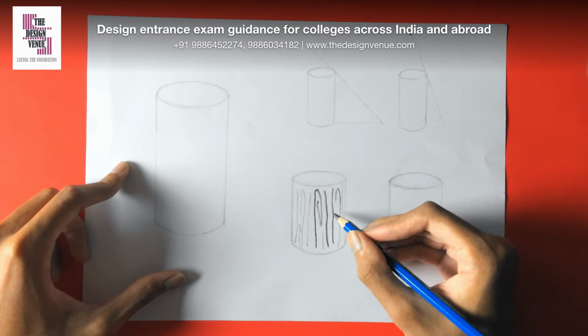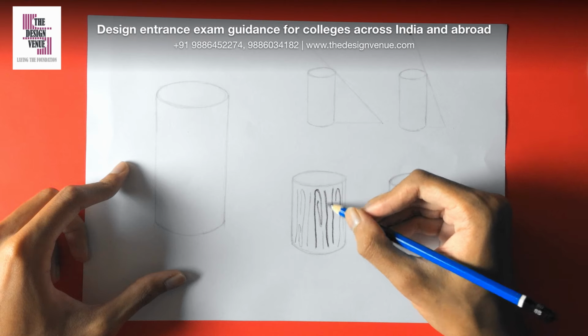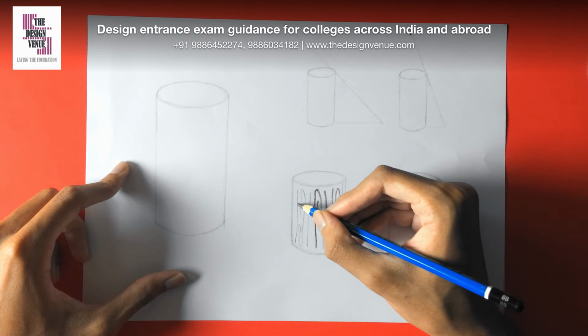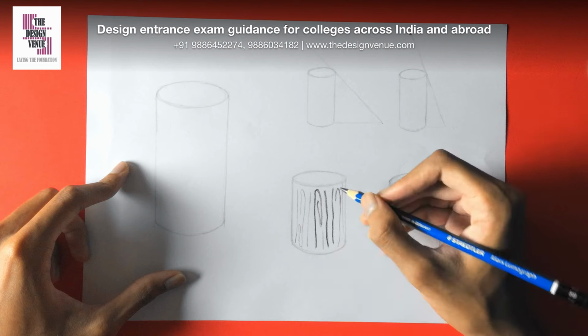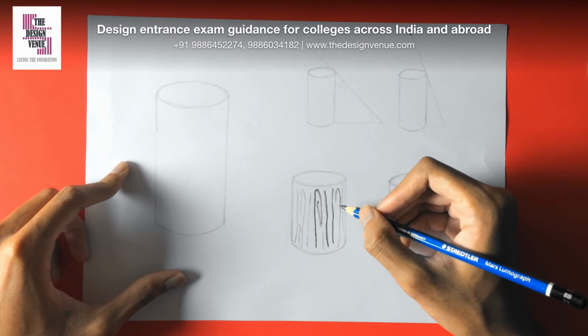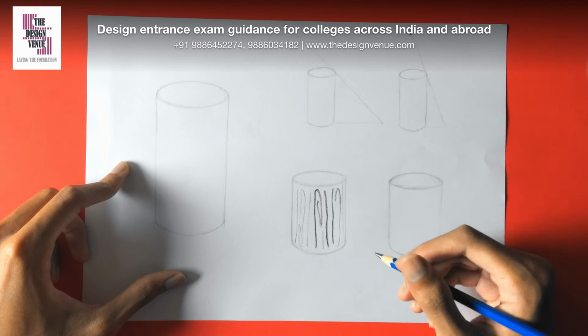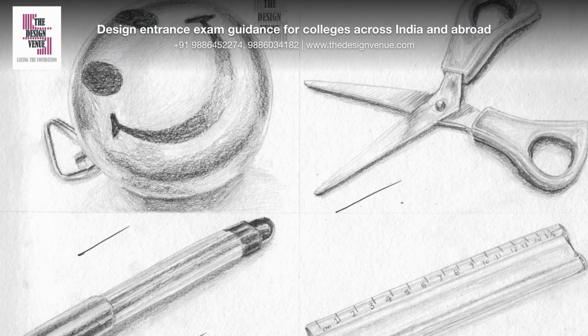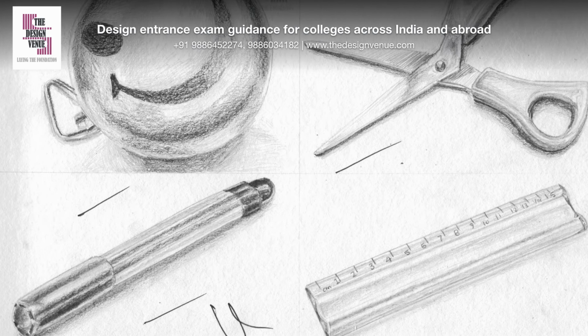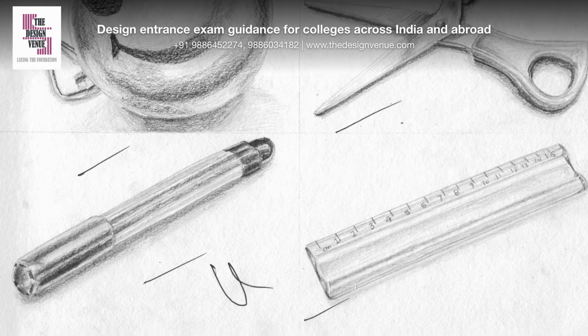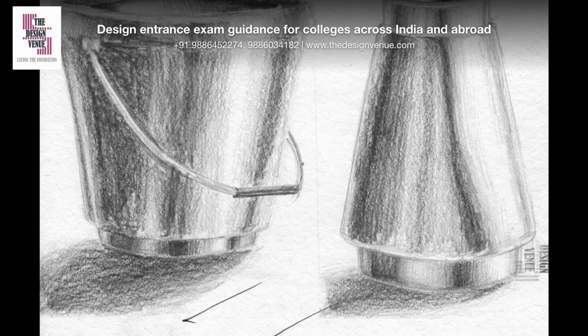So even for the textures, the ones near the shadows are darker compared to the ones near the highlights. Now we can use the basic shading patterns that I've shown before and complete the same. So now let's see some still life examples. You can start drawing objects around you and start composing them in an interesting manner.